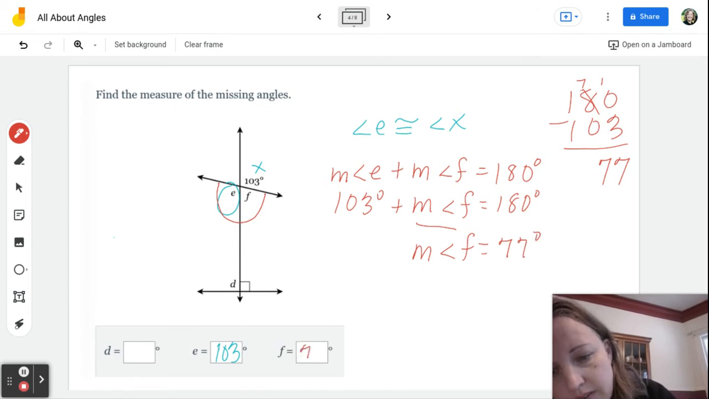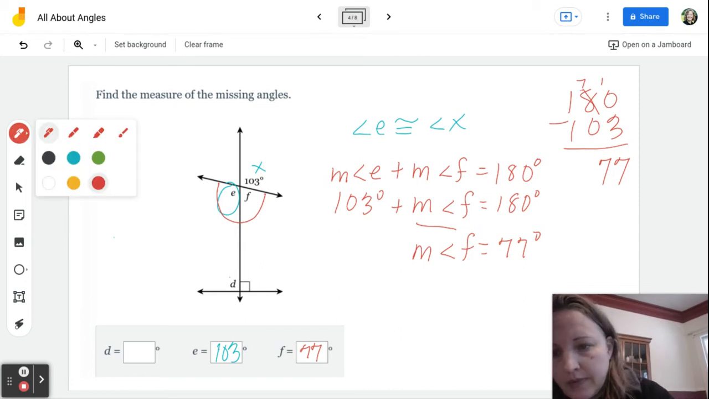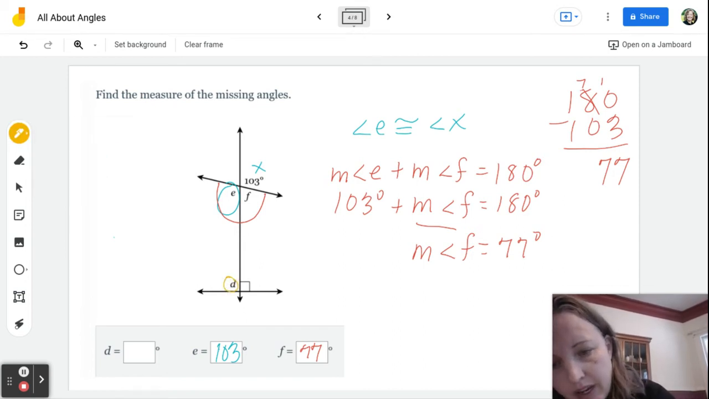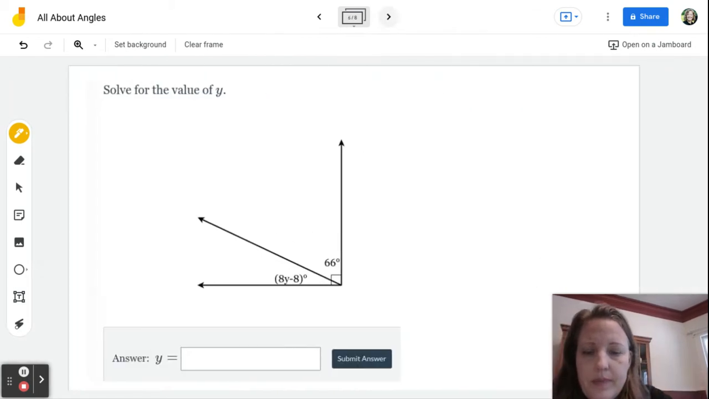Okay, so 77. And then finally down here, angle D. If I have angle D, which is adjacent to this angle right here, and you can see this line, this makes a half circle. This is 90. 90 and 90 is 180. Therefore, the measure of angle D must also be 90 degrees. Okay, let's go to the next one.